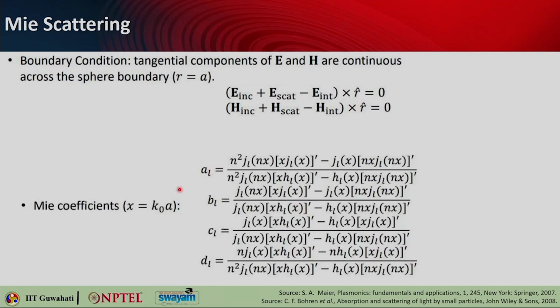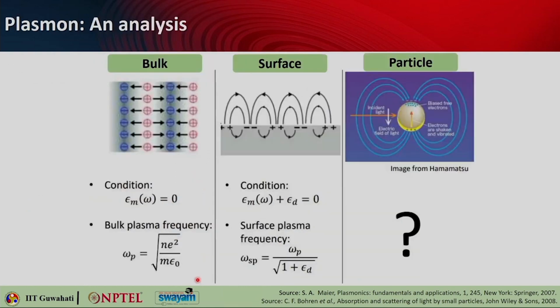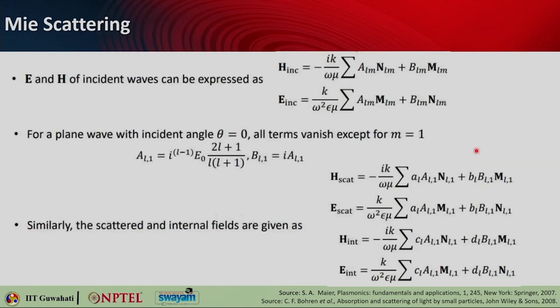Now you can write the coefficients as size independent, where x equals k naught a, and a is the radius. So, x contains the information of the radius as well as the wavelength of the incident light, and you can find all these coefficients A_l, B_l, C_l, D_l, and that helps you compute all these particular fields.